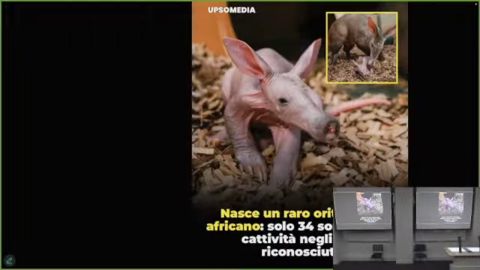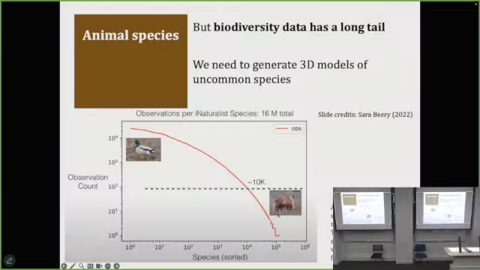But then I saw this a few days ago. I'm sorry, this is in Italian, but it was in the national news. It's good news. In the Nashville Zoo, there's this newborn called an aardvark. Maybe there is so much bad news these days that they thought, okay, this is great news. And this reminded me of this slide from Sara Beery.